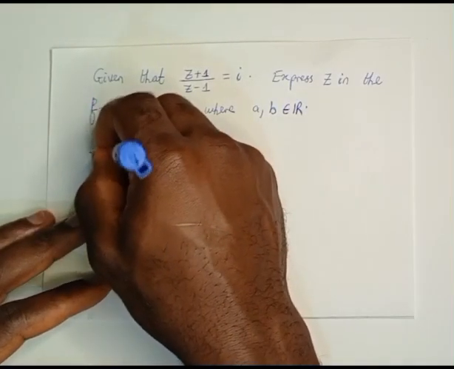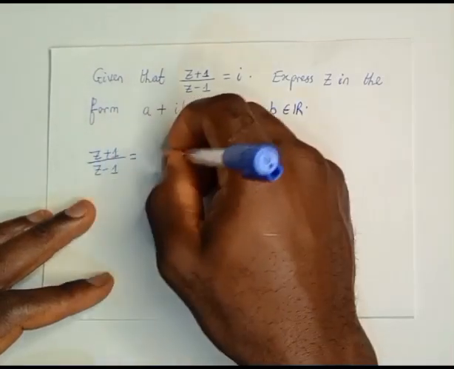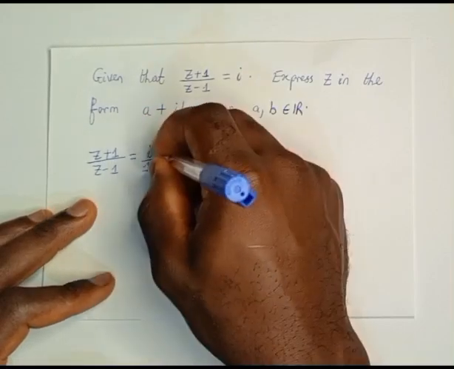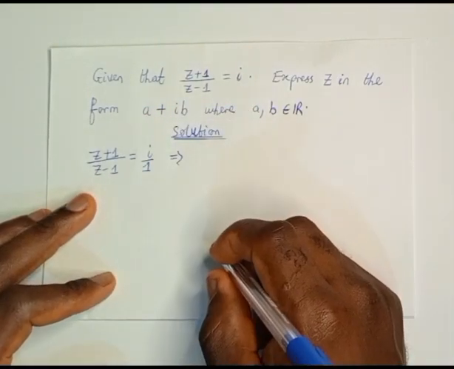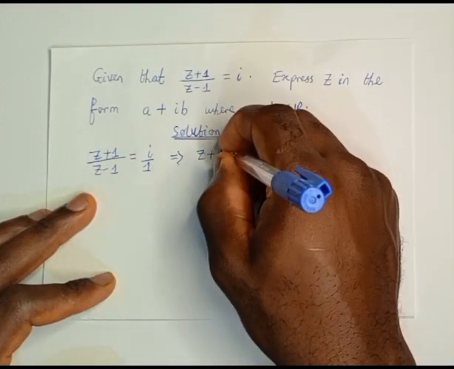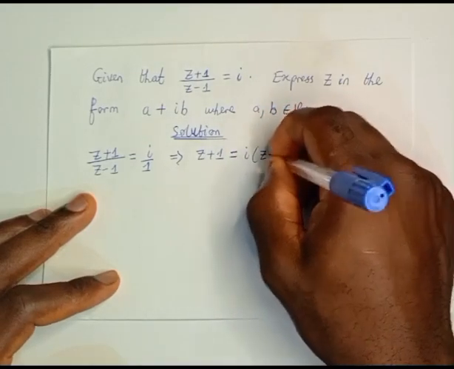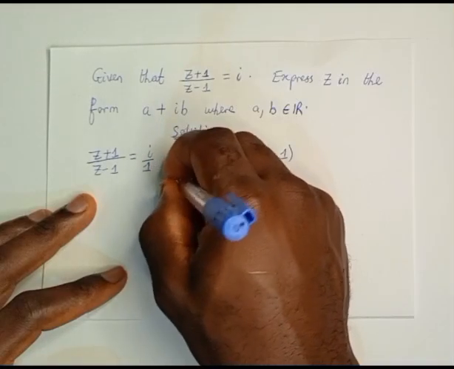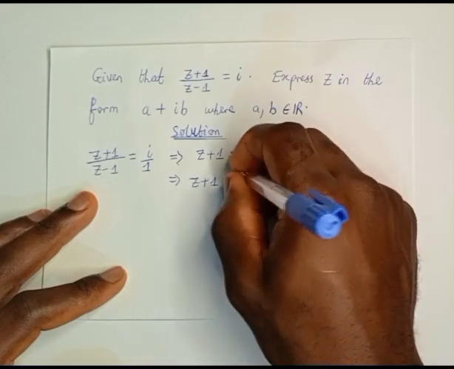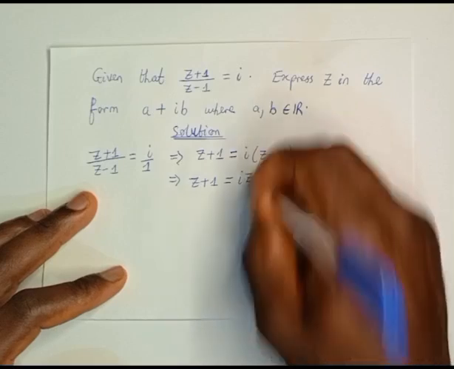(z plus 1) all over (z minus 1) is equal to i. You can express i as i over 1. Then, if we cross multiply, z plus 1 times 1 remains z plus 1, which is equal to i times (z minus 1). Then, z plus 1 will be the same as iz if we expand. i times negative 1 gives us negative i.